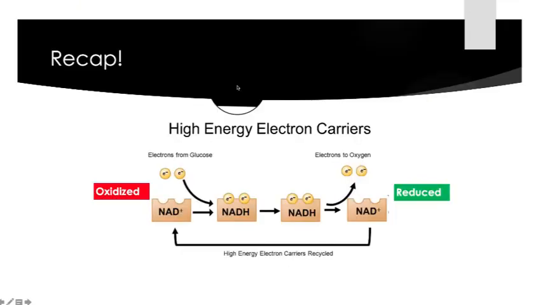Okay, just a quick recap. When we're talking about NAD plus being an electron carrier or an electron acceptor, you can see here that the reducing agent will receive the electrons. This is its oxidized form. Once the electrons interact with NAD plus, it becomes reduced, and we have NADH. And NADH can also donate electrons and be converted back into NAD plus, back into its oxidized form.